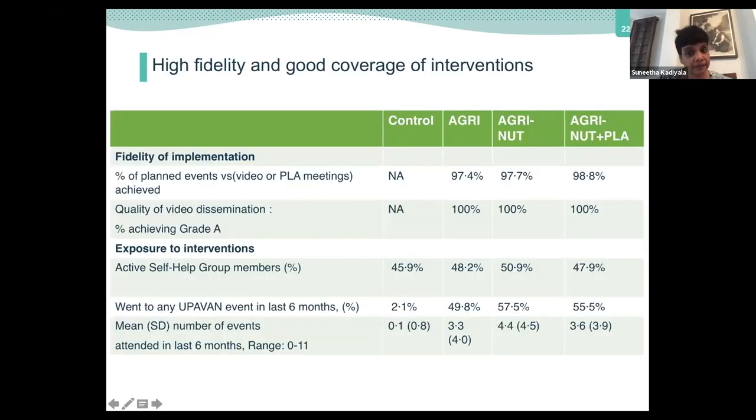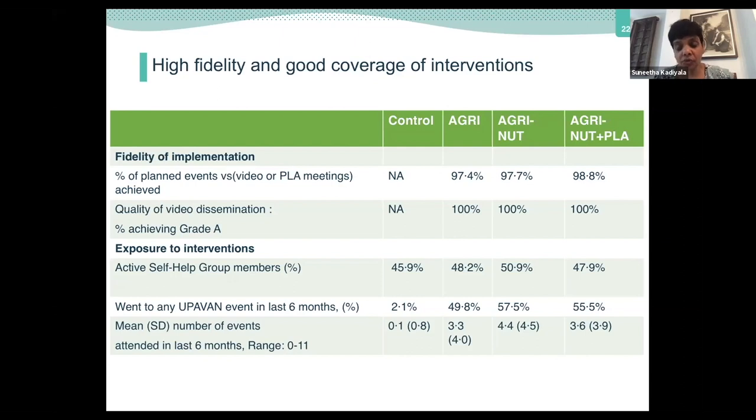Next slide, please. So what we find is that the intervention was implemented with high fidelity. That means it was implemented as it was planned for the most part. So all the interventions and planned events, by events we mean either a video dissemination or a PLA meeting, happened as planned. And in the last 6 months of observation of the community facilitators who facilitated the videos and the PLA meetings, there was a structured observation of the quality of video dissemination, and all of them actually received a grade A.